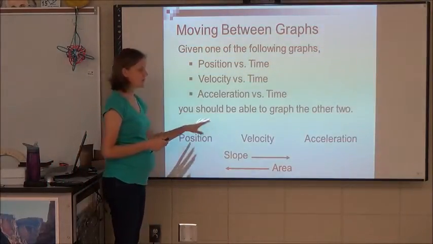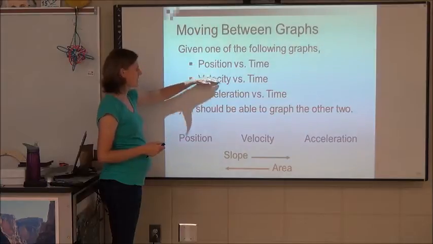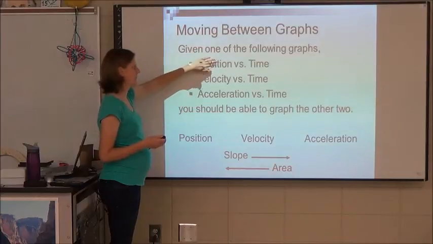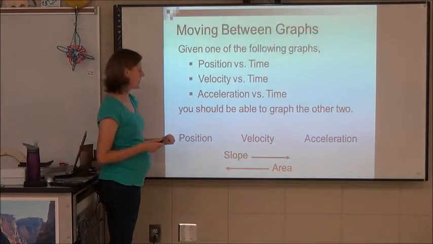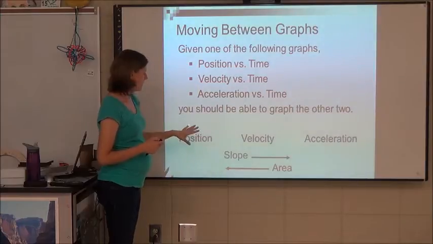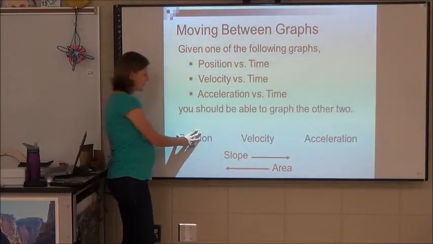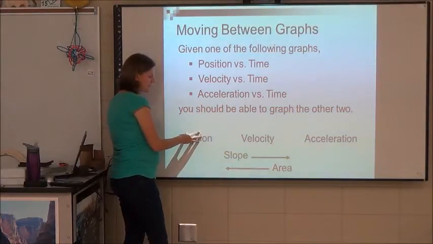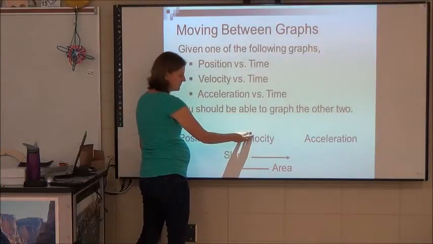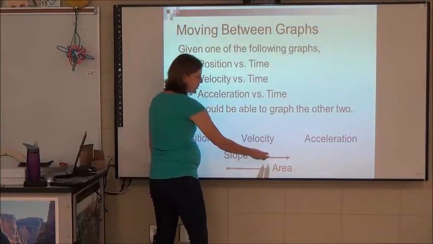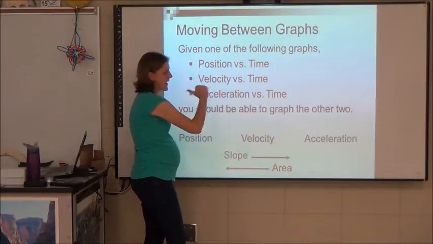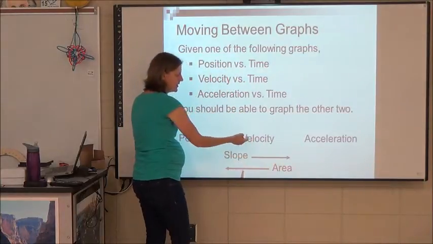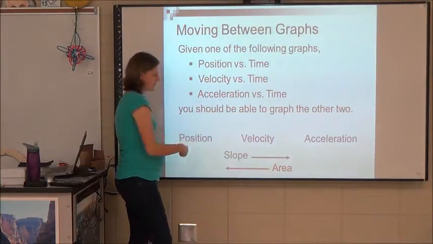And here are sort of the trends. Like I said, we're only going to deal with these 3 graphs. You can call it position, distance, displacement, pretty much the same thing. Velocity, acceleration. If you are given, say, a position graph, slope always gets you sort of 1 step more complicated. So if I'm given position, the slope of that would be velocity. If I was given velocity, the slope of that would be acceleration. Backwards is area. If I'm given acceleration graph, the area under the curve is velocity. If I'm given a velocity graph, the area under the curve is position.